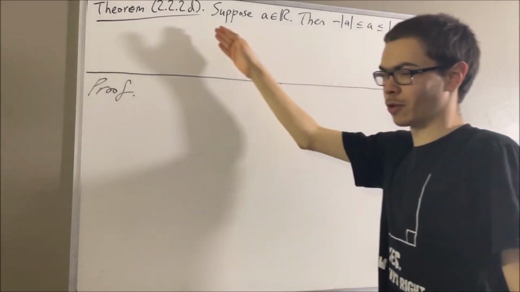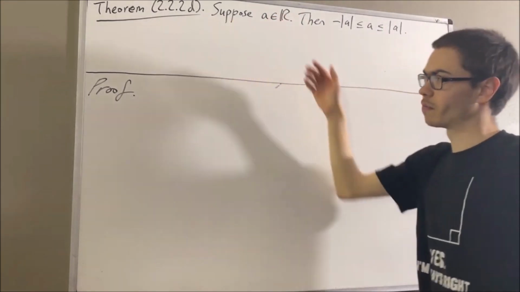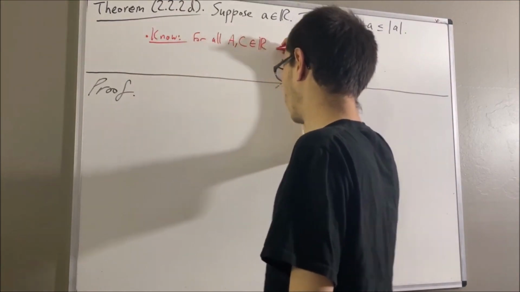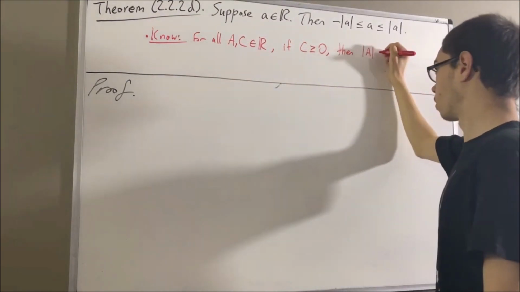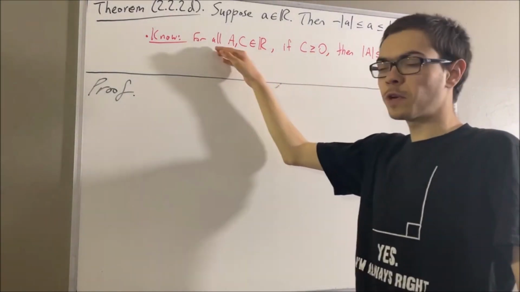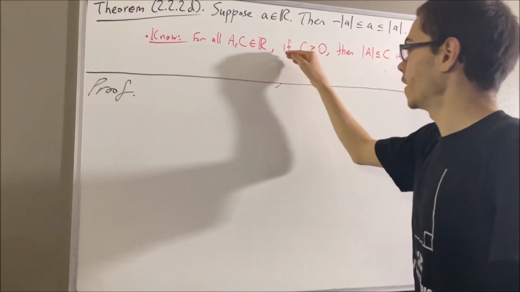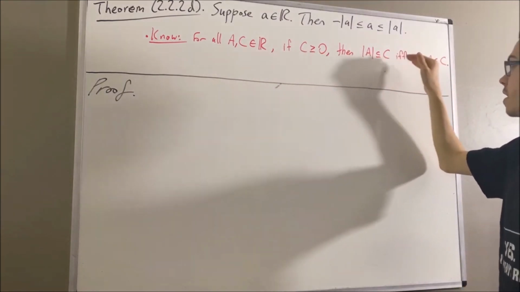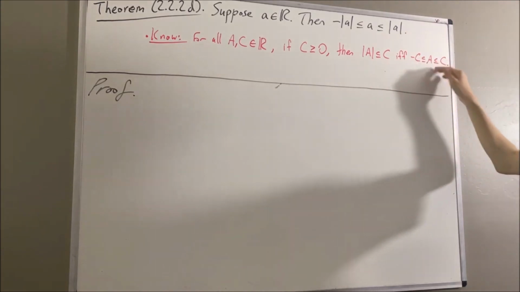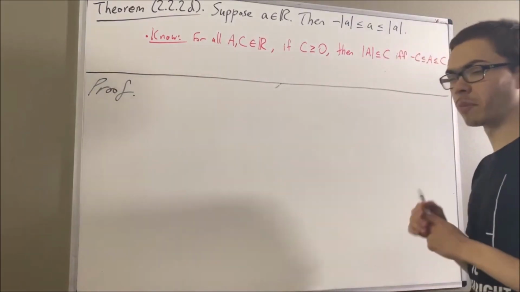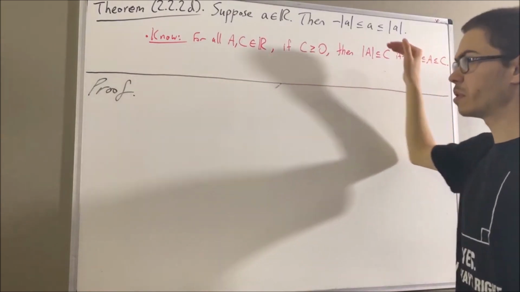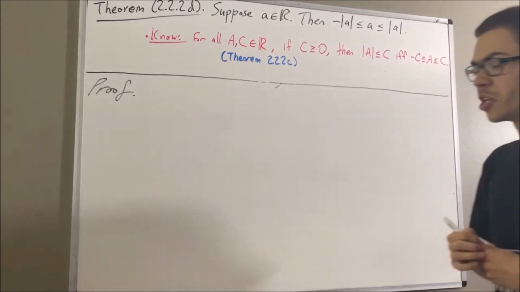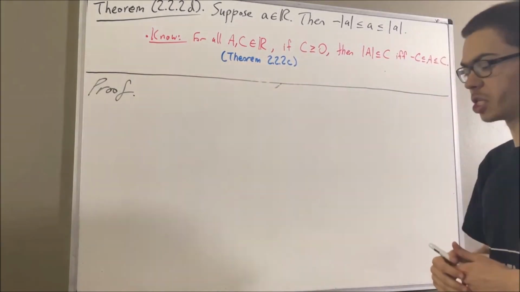Now, in proving this theorem, we are going to rely on another theorem, which is the following. For every two real numbers, a and c, if c is greater than or equal to 0, then the absolute value of a is less than or equal to c if and only if the negative c is less than or equal to a is less than or equal to c. And in the book that I'm referencing, this is referred to as Theorem 2.2.2c. And the book, by the way, is Intro to Real Analysis by Bartle and Sherbert, 4th edition.